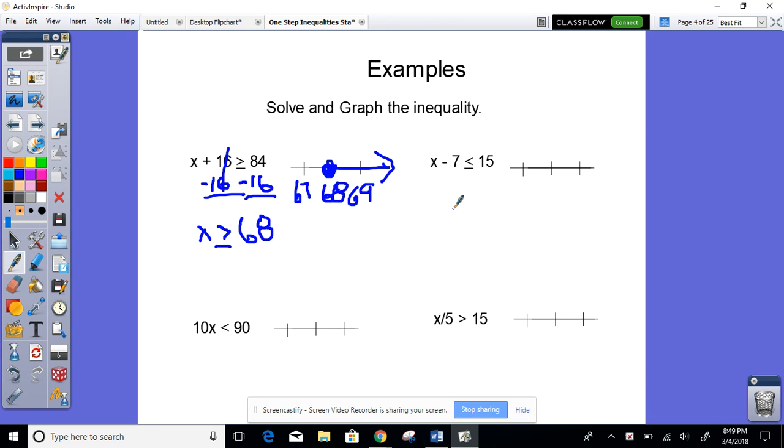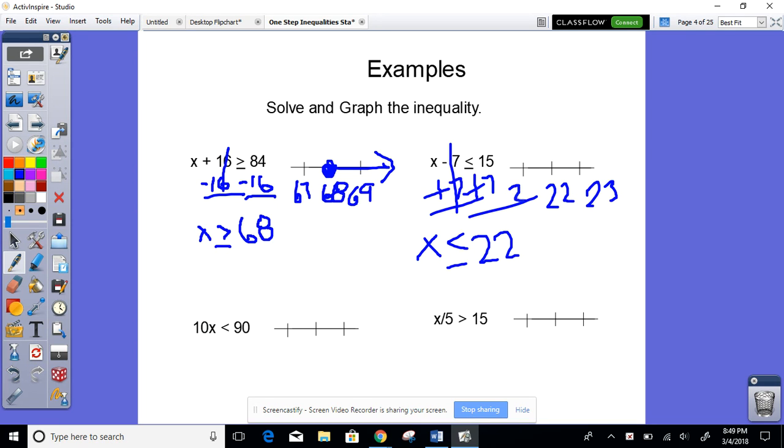Now, this next problem. What's the additive inverse of negative 7? That's plus 7. It's going to cancel. Plus 7. What is 15 plus 7? 22. So x is less than or equal to 22. I'm going to fill it in over here. So it's going to be 22, 23, 21. It is less than or equal to, so I'm going to have a closed circle. Bear with me as I use this computer, and it's going to be less than.